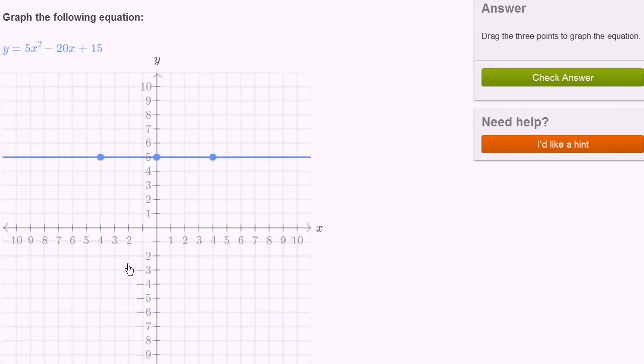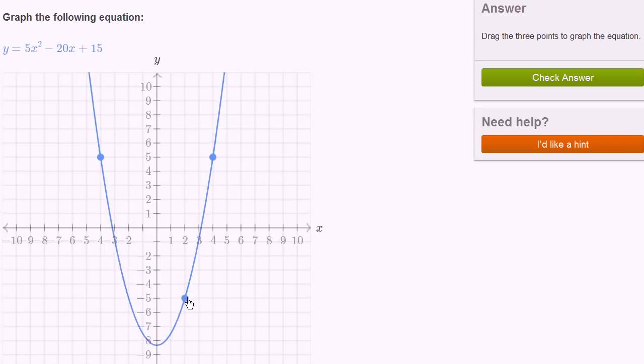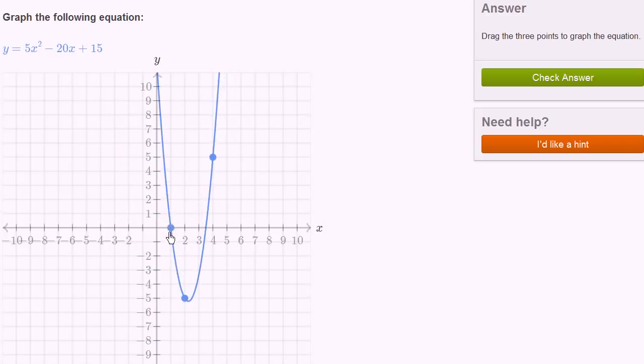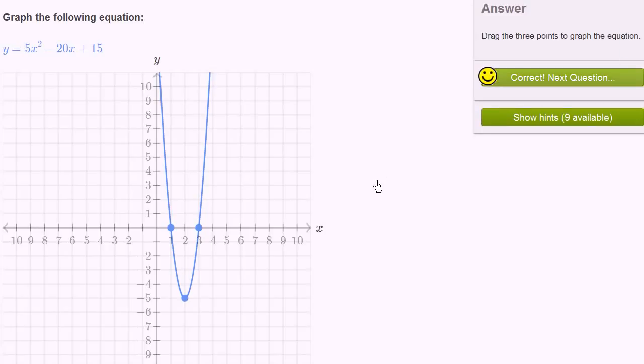So let's do that. First I'll do the vertex at 2, negative 5, which is right there. And now we also know one of the times it intersects the x-axis is at 1, 0, and the other time is at 3, 0. And now we can check our answer, and we got it right.